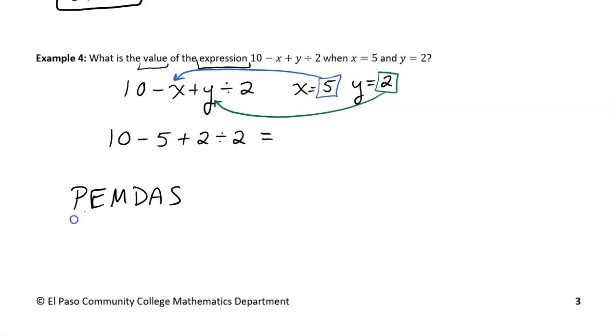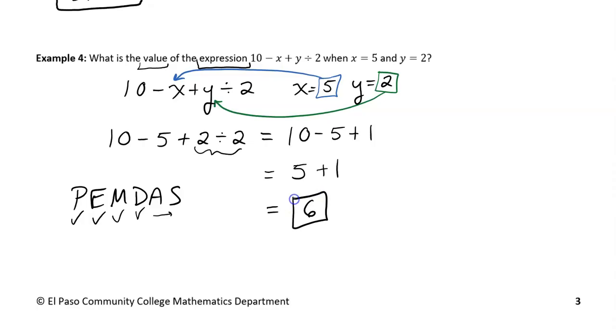I don't have any parentheses. I don't have any exponents. I do have a division. There's no multiplication, but I have the division. So I'm going to do that first. That's going to give me 10 minus 5 plus 1. Right, there's my division. 2 divided by 2 is 1. Then I'll go with my addition and subtraction, always from left to right. So I'm going to do first the 10 minus 5. Well, that's 5. Plus the 1 gives me a 6. And there's my answer.